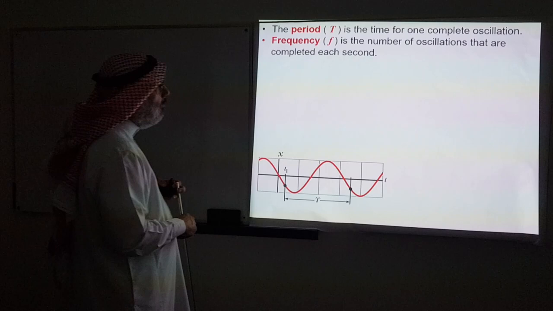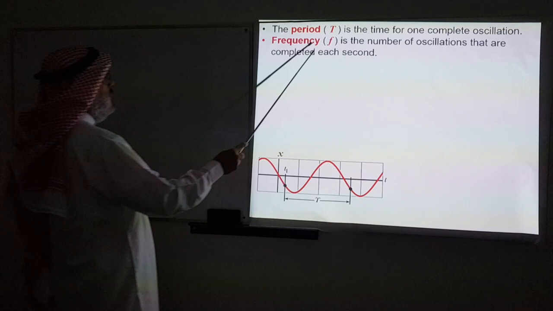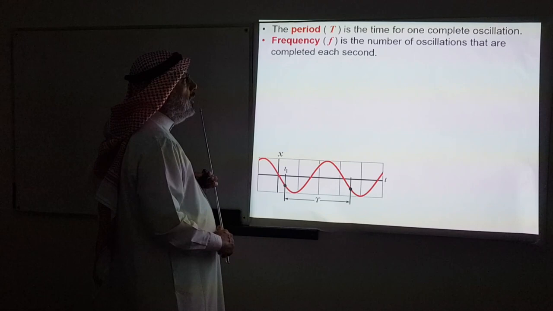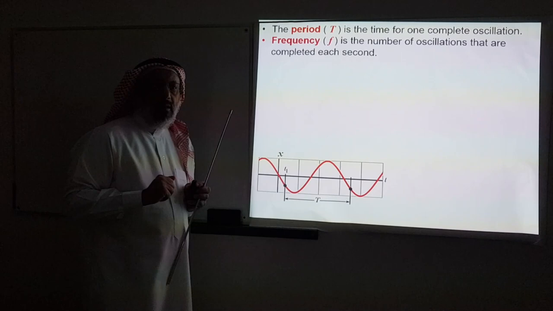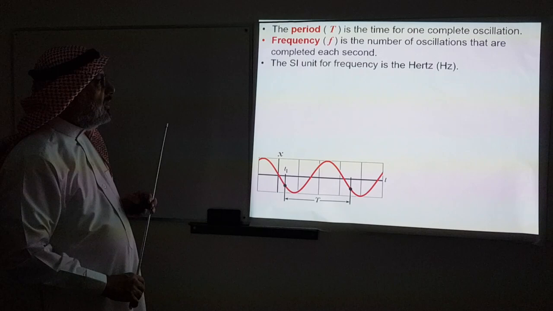Connected with the period is another quantity called the frequency, which is symbolized by the letter F. And the frequency is the number of oscillations that are completed in each second. You let the object oscillate 1, 2, 3, measure the time, and then see how many oscillations are made in 1 second. That is called the frequency. The SI unit for frequency is called the hertz, which is written this way.